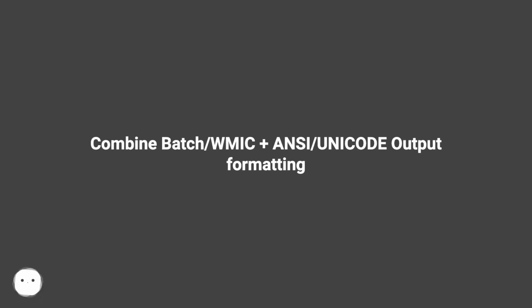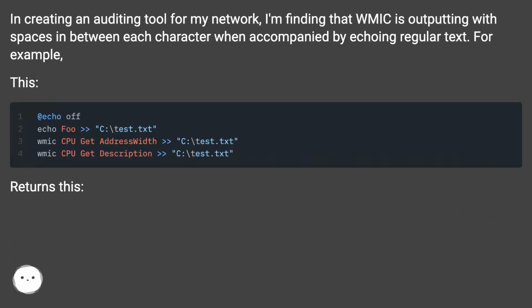Combine batch/WMIC plus ANSI/Unicode output formatting. In creating an auditing tool for my network, I'm finding that WMIC is outputting with spaces in between each character when accompanied by echoing regular text.